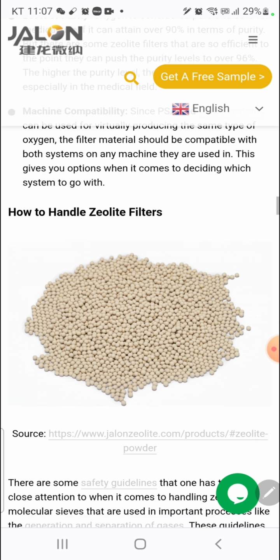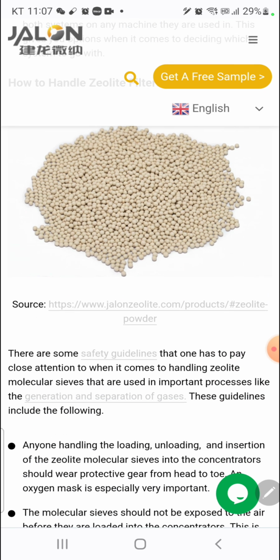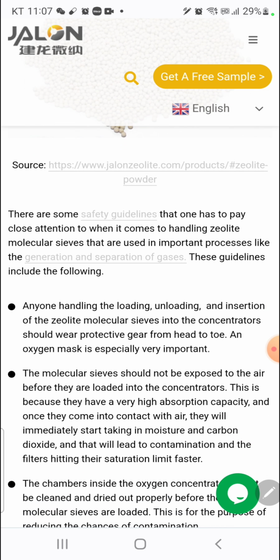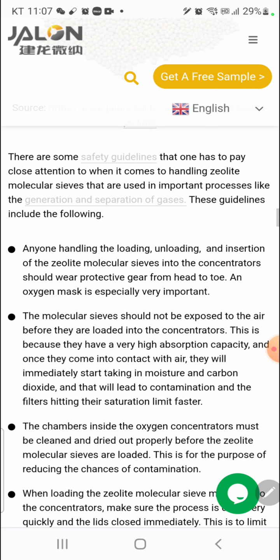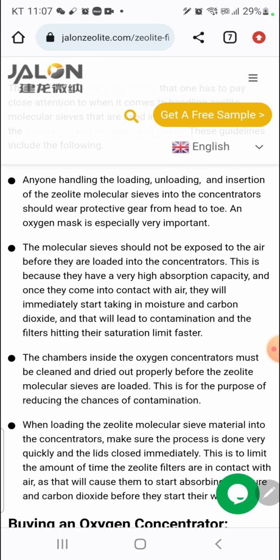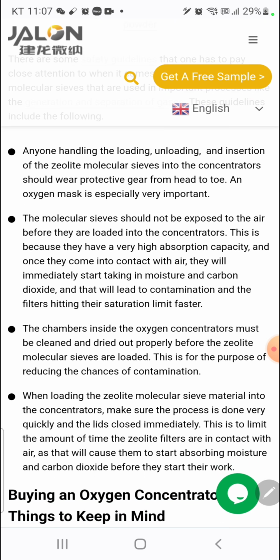How to handle zeolite filters. There are some safety guidelines that one has to pay close attention to when it comes to handling zeolite molecular sieves that are used in important processes like the generation and separation of gases. These guidelines include the following. Anyone handling the loading, unloading, and insertion of the zeolite molecular sieves into the concentrators should wear protective gear from head to toe. An oxygen mask is especially very important.